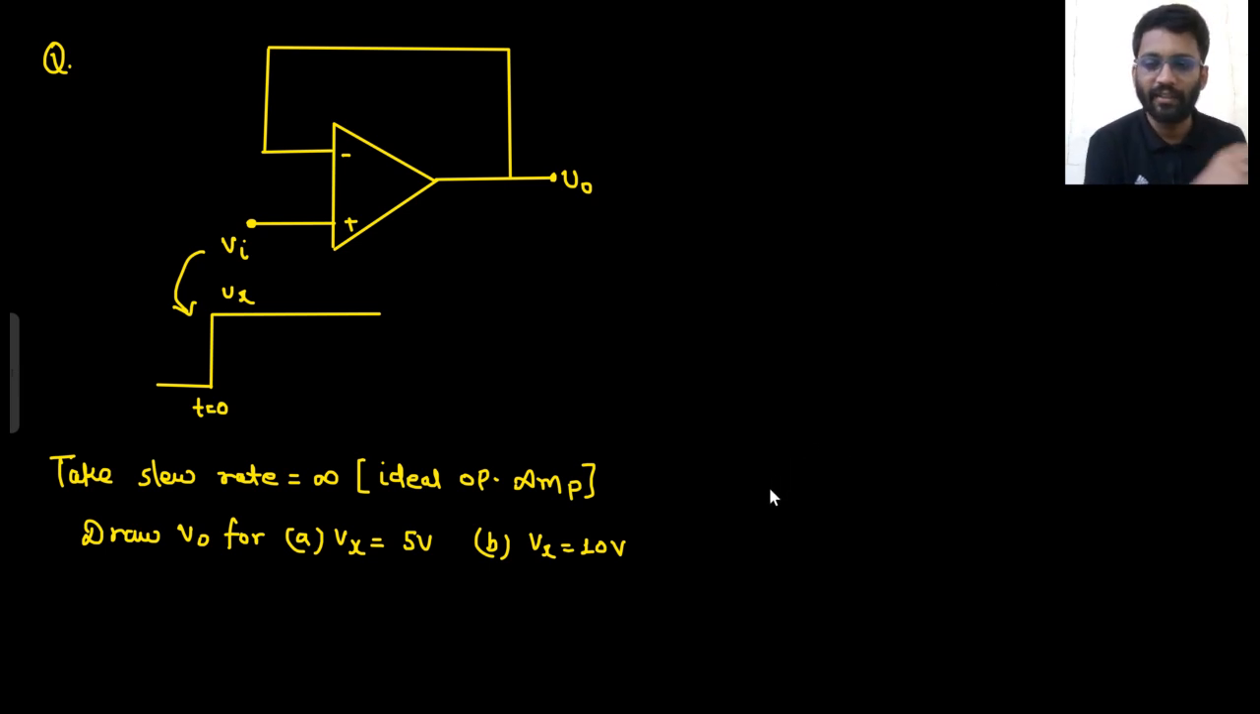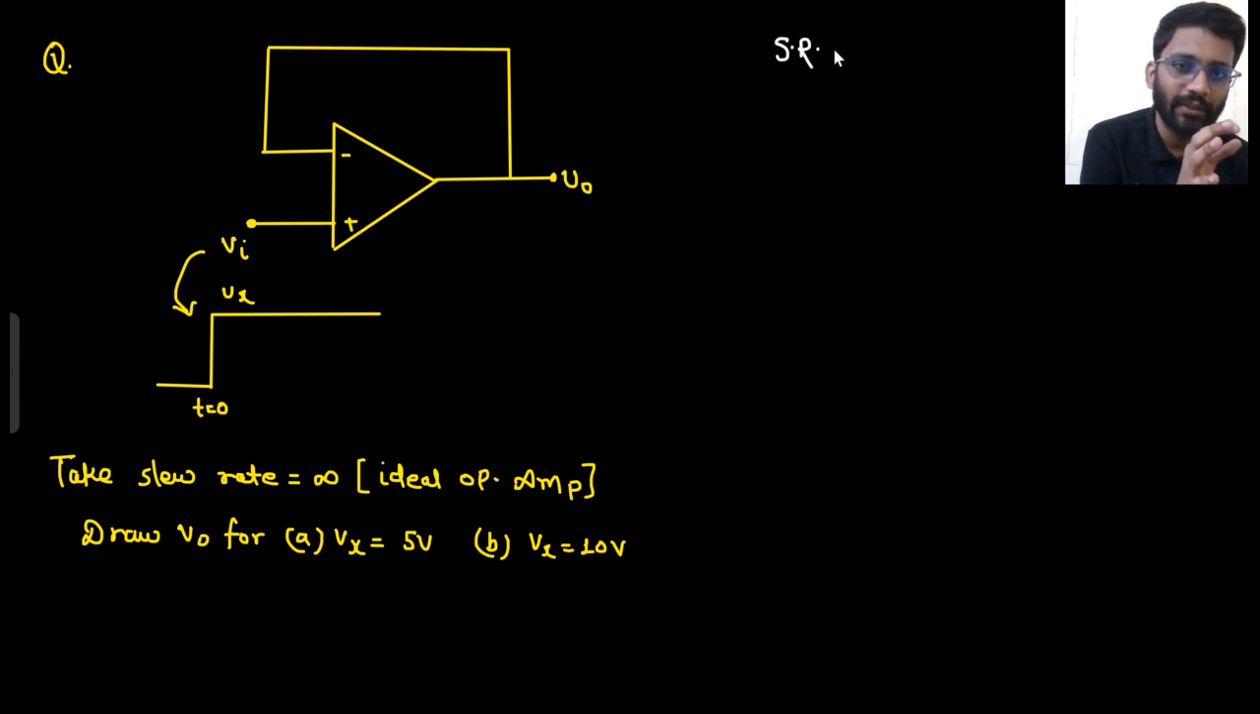Okay, so let's start again. This is the question. This is a simple voltage follower circuit. You need to draw the V0 waveform for Vx equal to 5 volt and Vx equal to 10 volt. You need to take slew rate equal to infinity. For an ideal OpAmp, slew rate is infinity. Let's understand the meaning of slew rate equal to infinity.